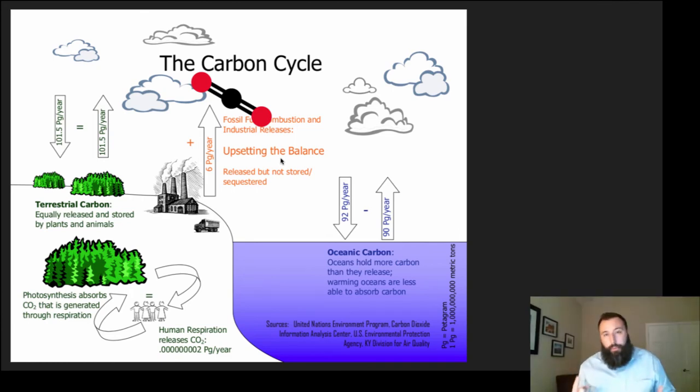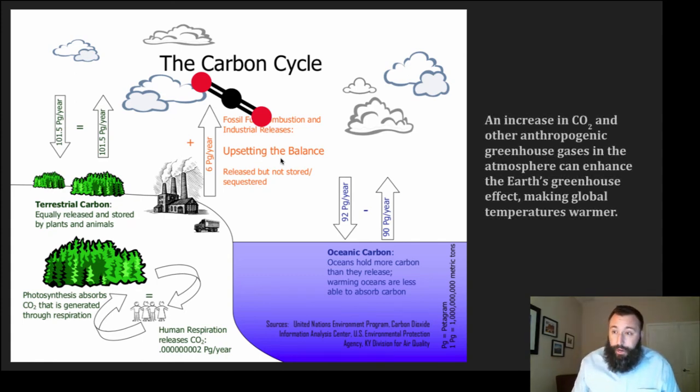So you've got to remember, right, the more greenhouse gases, which carbon dioxide is, in our atmosphere, the warmer the temperatures are going to be, right? An increase in carbon dioxide and other anthropogenic greenhouse gases like methane or nitrous oxide or water vapor in the atmosphere can enhance the Earth's greenhouse effect, making global temperatures warmer. The greenhouse effect is a good thing. An enhanced greenhouse effect increases temperatures and can cause some problems with our biodiversity here on Earth.